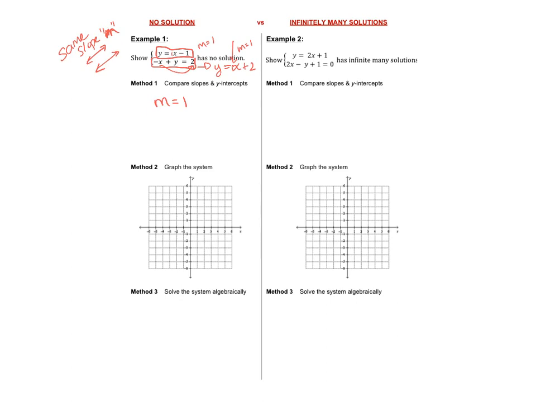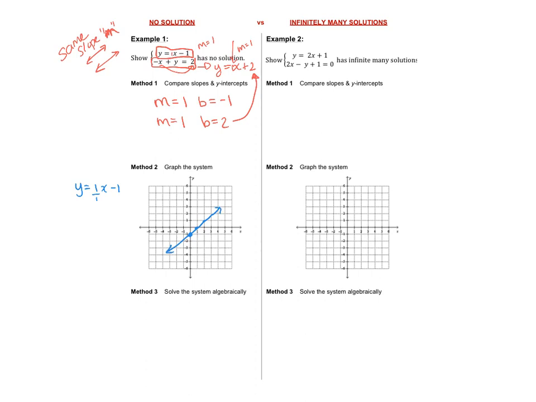It says to compare the slopes and the y-intercepts. The y-intercept is negative 1. In the second equation, our slope was 1, and our y-intercept is 2, taken from right there, the b. The y-intercept is the b, right? Okay, graph the system. Our first one is y equals 1x minus 1. That means we're going to begin at the b, negative 1, and rise 1 over 1 for our slope. So up 1 over 1, up 1 over 1.